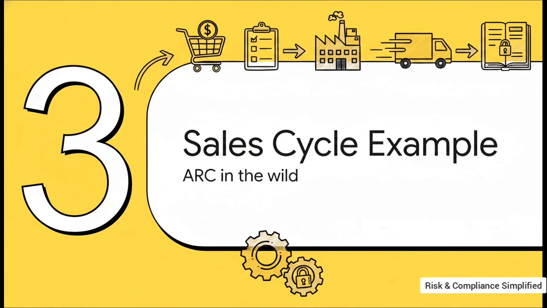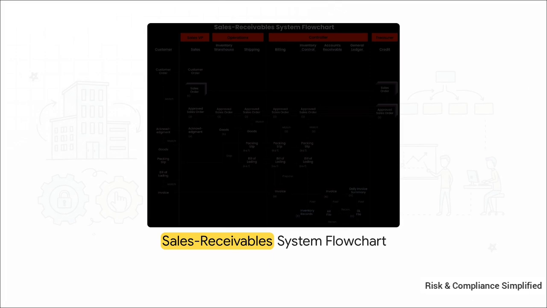Let's jump into Section 3, a detailed example focusing on the sales cycle. All right, let's take ARC out of the theoretical textbook and put it into the real world. We're going to follow a real order chronologically. Let's say a customer is ordering a massive batch of high-end industrial servers, from its very inception all the way to the final ledger posting.